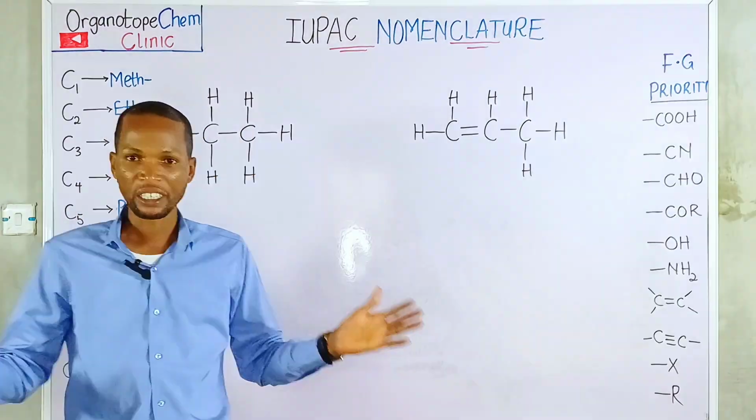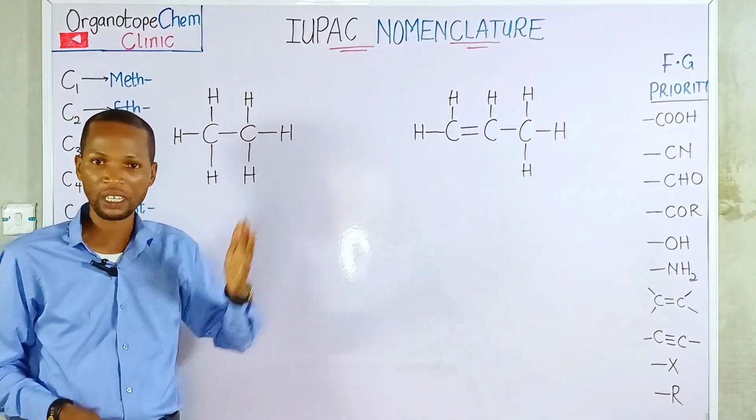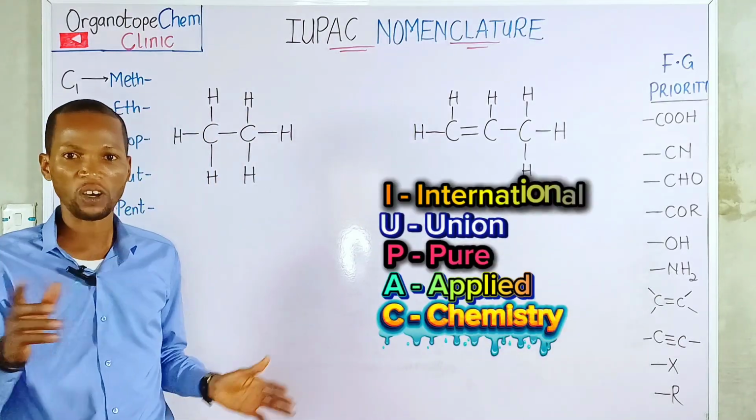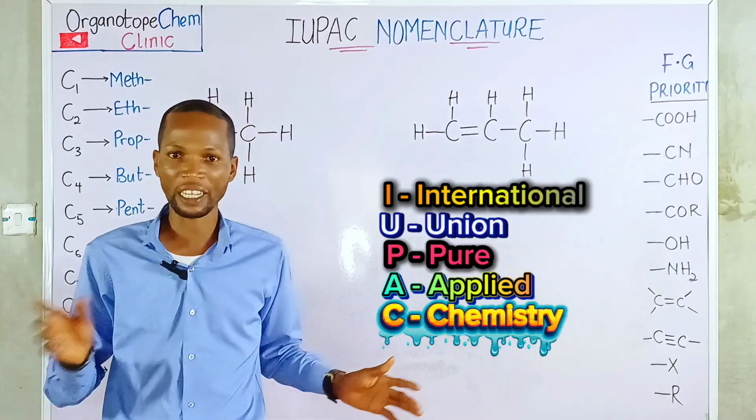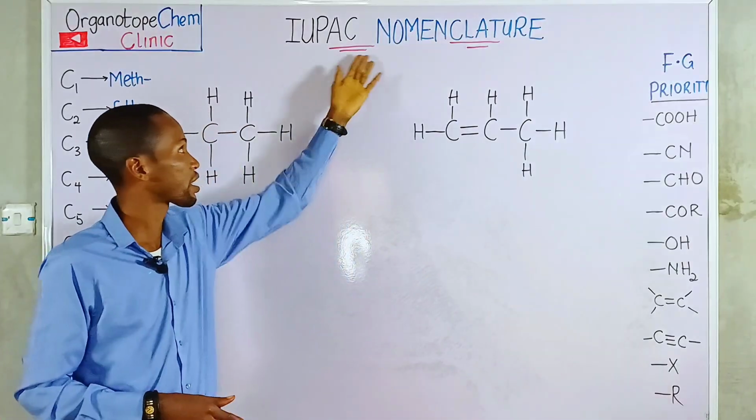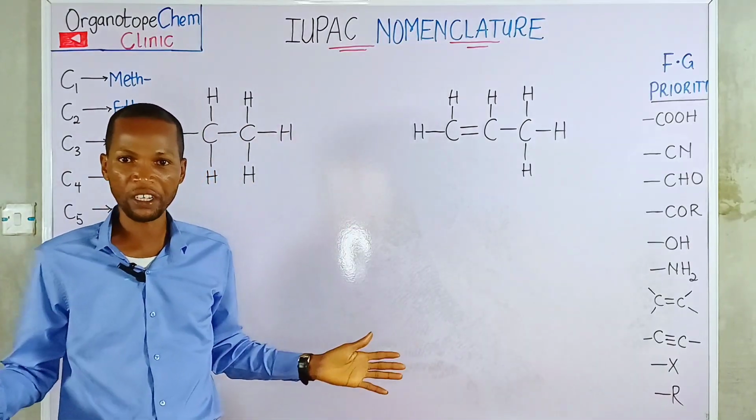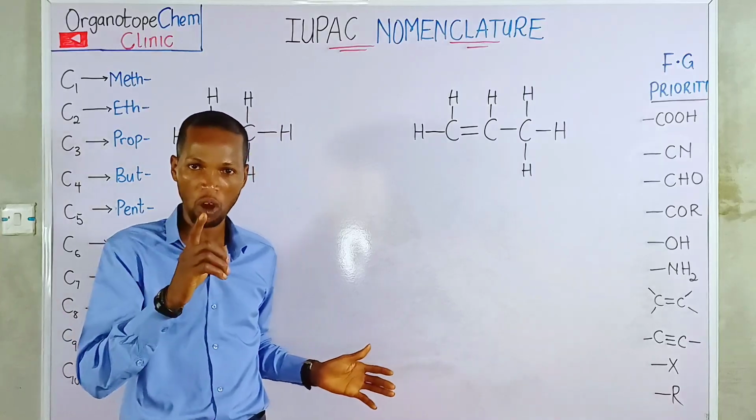Now, what does IUPAC mean? IUPAC stands for International Union of Pure and Applied Chemistry. IUPAC nomenclature is the systematic way of naming organic compounds instead of using the common names.